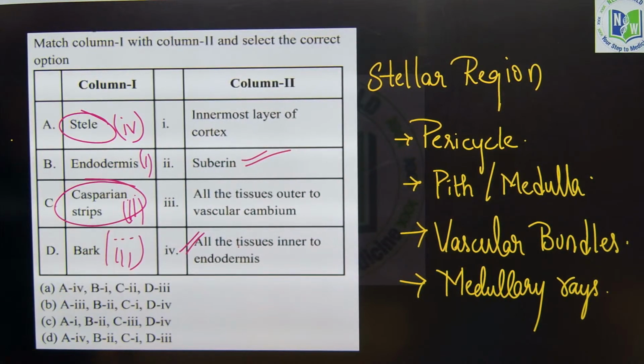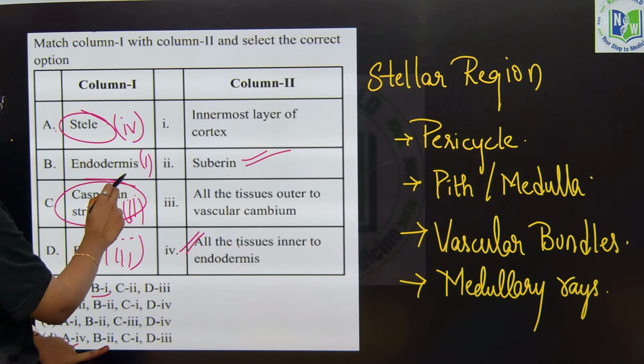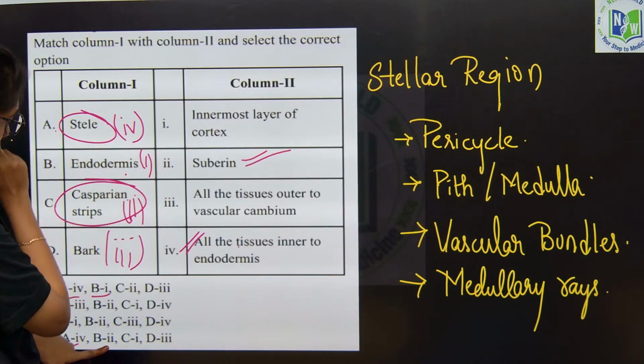So, look at the options carefully, beta. A is 4 and B is 1 and C is 3, A is 4, B is 2. Endodermis is the innermost layer of the cortex, B is 1.